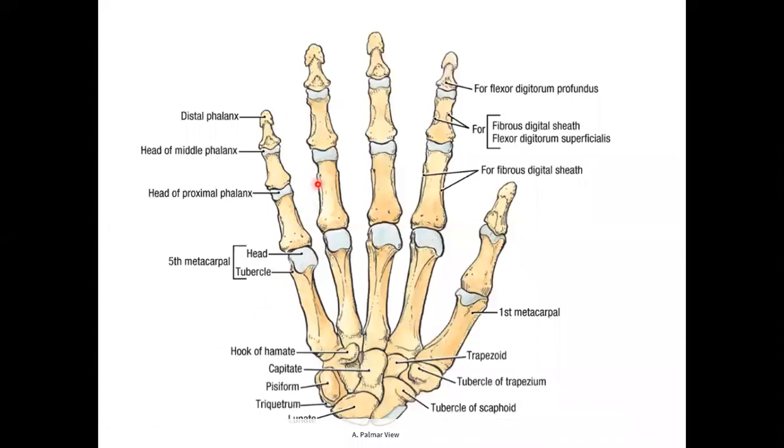Okay, and then looking at the joints of the hand, so the actual digits themselves, you can see here is your DIP, your distal interphalangeal joint, which is the articulation between your distal phalanx and your middle phalanx. And then here's your PIP, where you have articulation between your middle phalanx and your proximal phalanx. So your DIP versus your PIP.